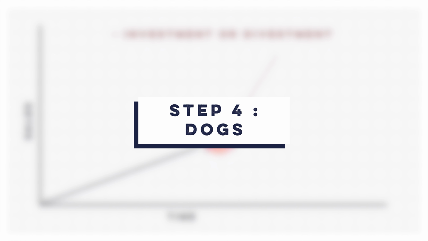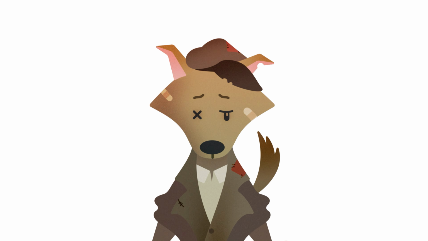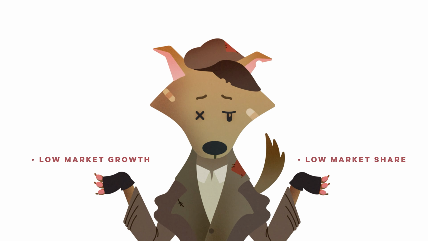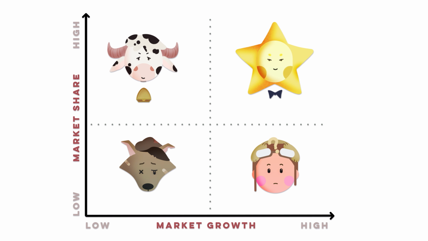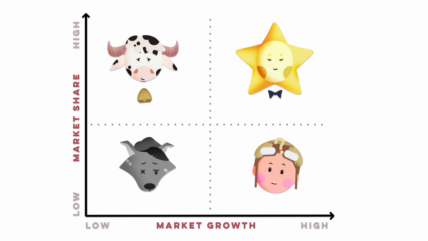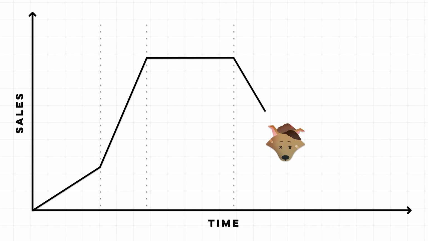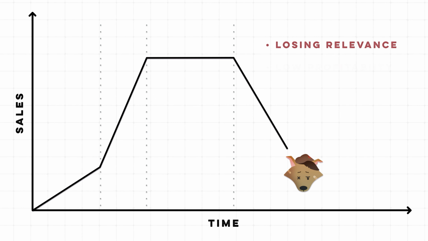Step 4 are the dogs. Dogs are products with low market growth and low market share. These products generate minimal profits and may even incur losses. Companies often consider discontinuing dogs to reallocate resources more effectively elsewhere. Dogs typically align with the decline stage of the product lifecycle, where products are losing relevance and profitability.